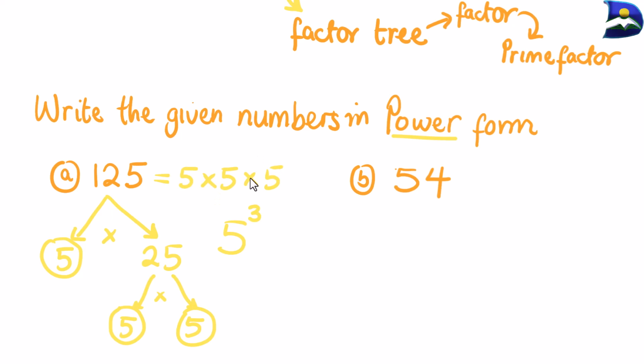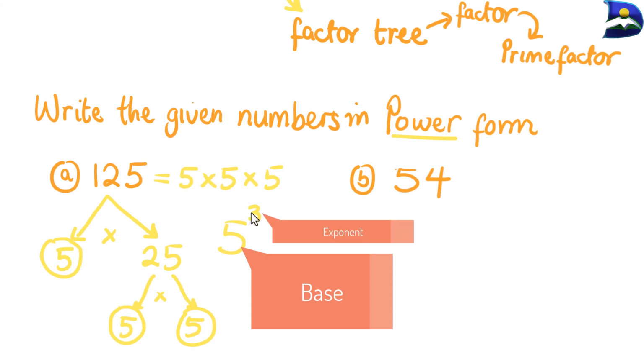Remember that the 5 is the number that is repeating. That means it is the base, and how many of the 5s that you're multiplying together is the exponent, which is 3. And so this here is our final answer for A.